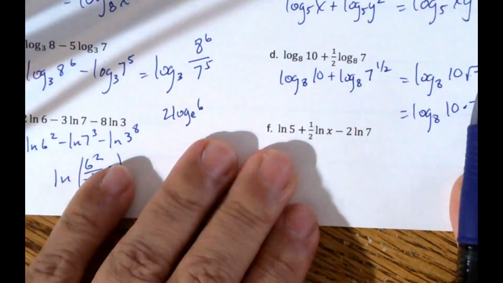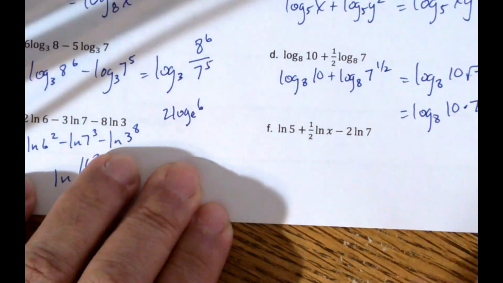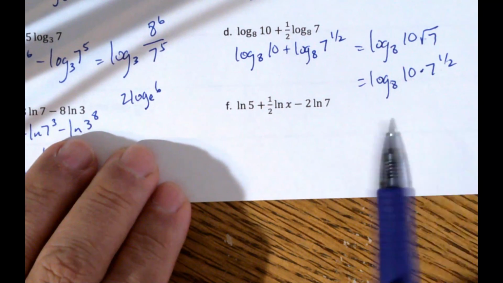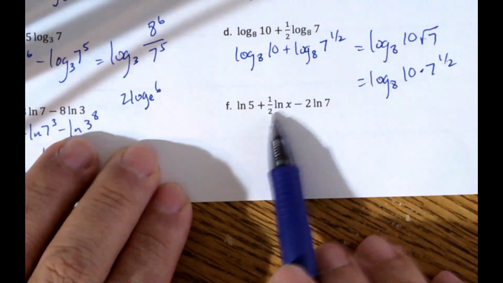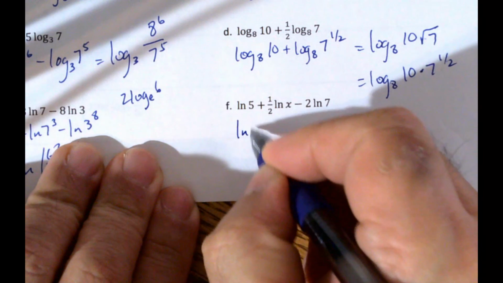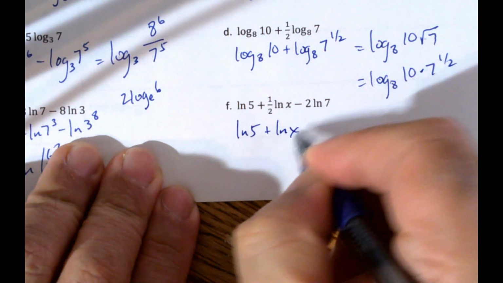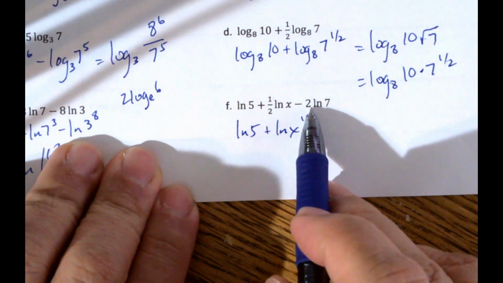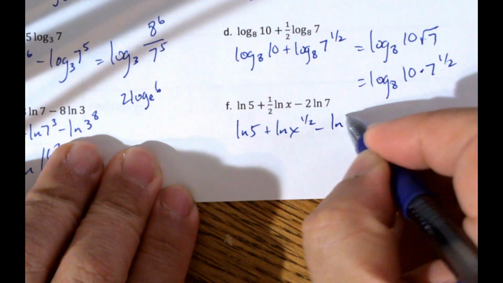And last example. So we have this. The only exponent we have to deal with is 1/2. So let's move that over. So it's natural log of 5 plus natural log of x to the half. Oh, notice there's another coefficient. So there's minus natural log of 7 squared.